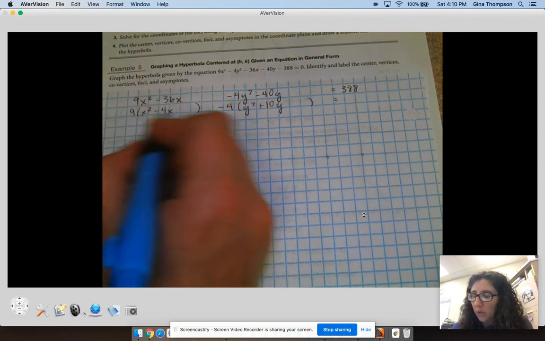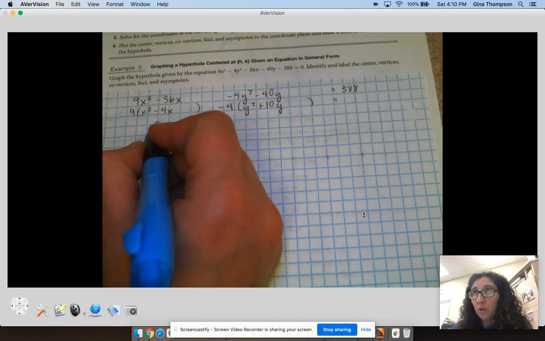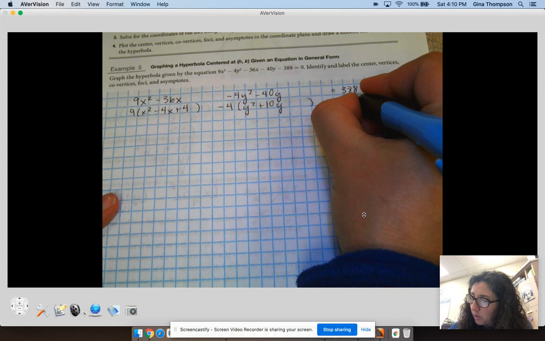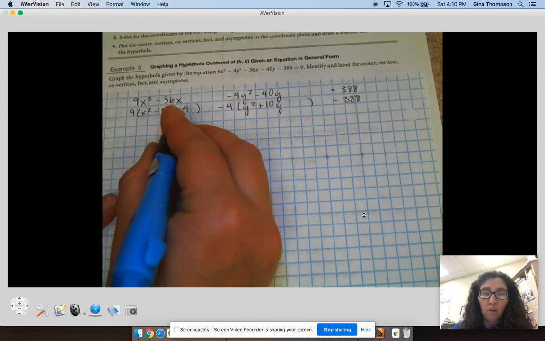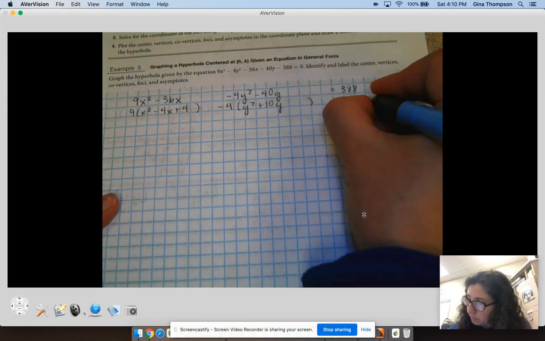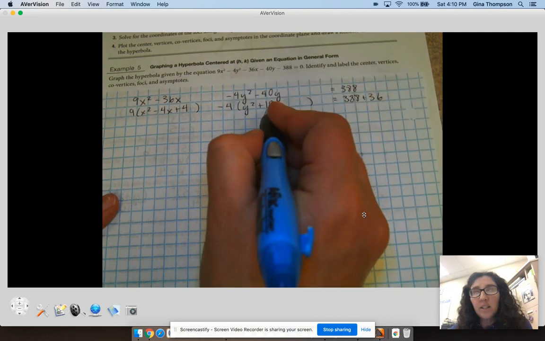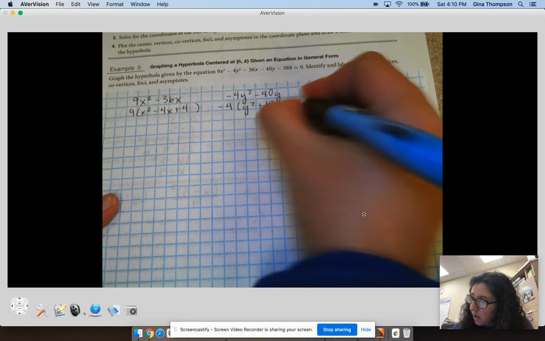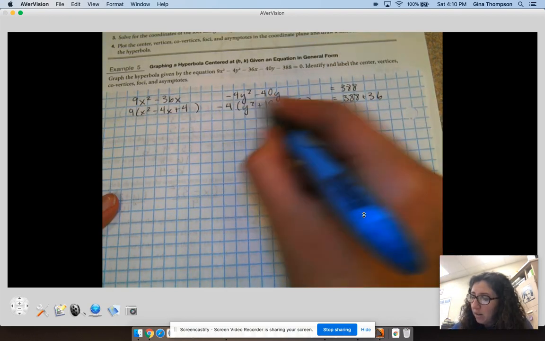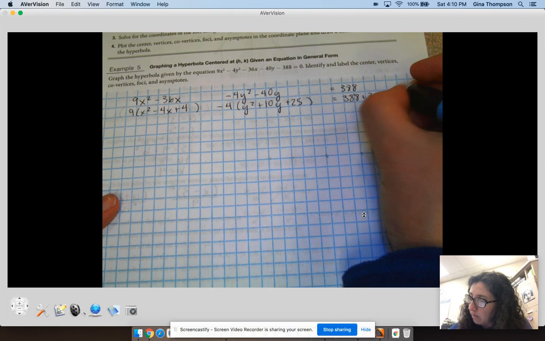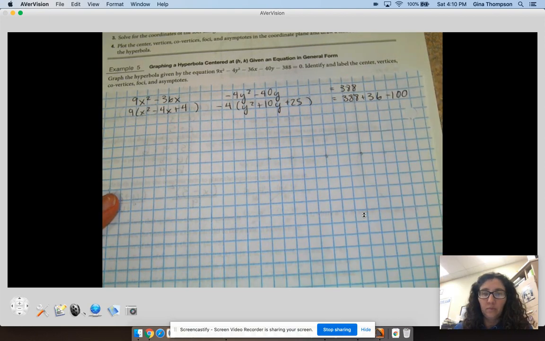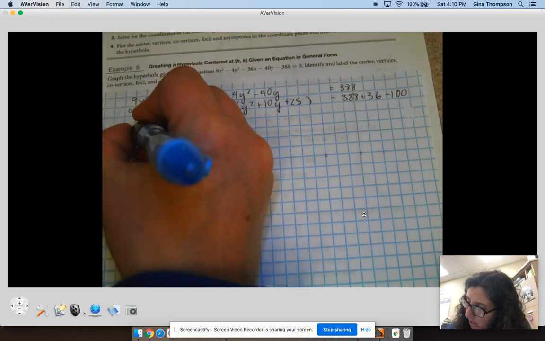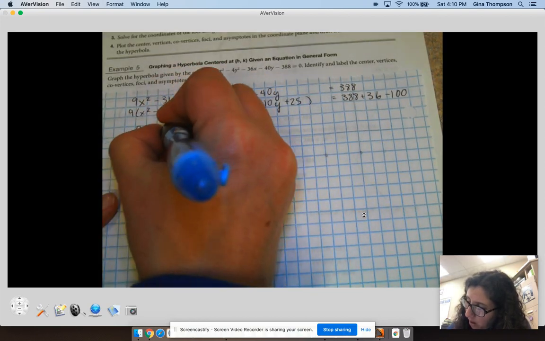Okay, now we got to complete these squares. Negative 4 divided by 2 is negative 2. Squared is 4. So I add 4. But on this side, what do I add? 9 times 4. I add a 36. Ten divided by 2 is 5. Squared is 25. So I add a 25. But over here, I add a minus 100. All right, now let's write this as a perfect square.